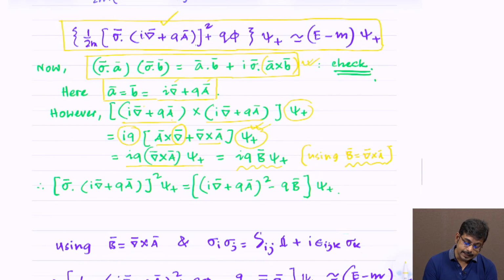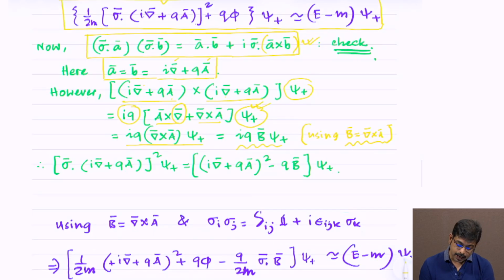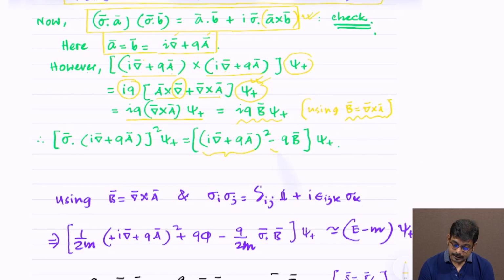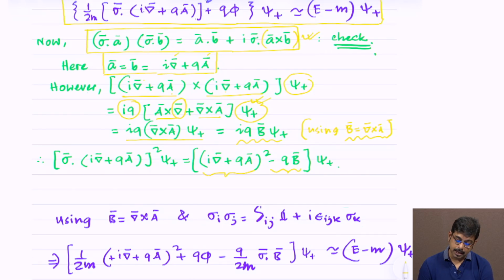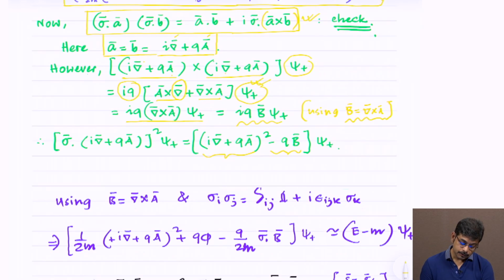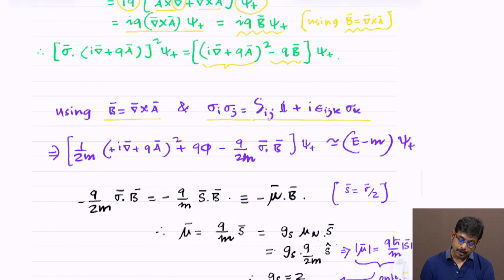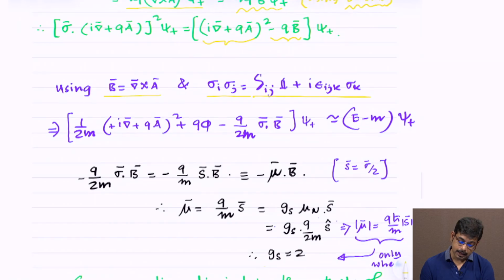So, in a sense you can say that this term, (sigma dot (i del plus qA)) whole squared acting on psi plus, will essentially give you (i del plus qA) squared minus sigma dot (A cross B), and that is going to give you minus Q B, acting on psi plus. Here I have used the fact that B is curl of A, and sigma i sigma j is delta i j times 1 plus i epsilon i j k sigma k.